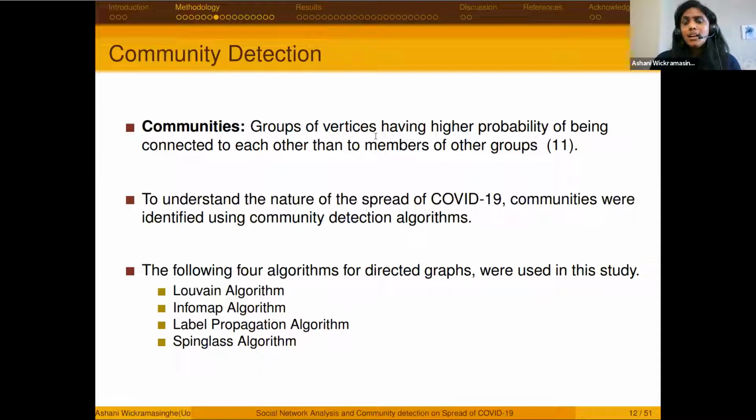Then we considered identifying communities to understand the nature of the spread of COVID-19. Communities can be defined as groups of vertices which have a higher probability of being connected to each other than to members of other groups. In social network analysis, there are lots of methods to identify communities, but in our study, we considered directed graphs, and because of that, we had to use algorithms developed for directed graphs. So we used the following 4 algorithms: Louvain algorithm, Infomap algorithm, label propagation, and spin glass algorithm.